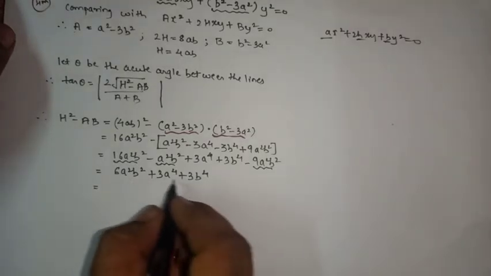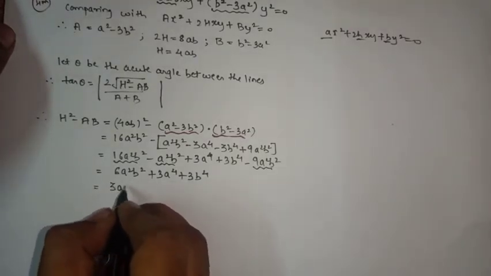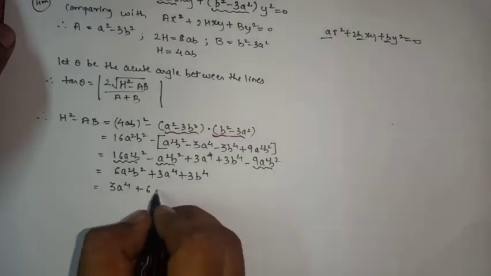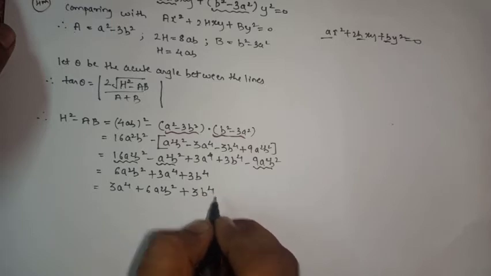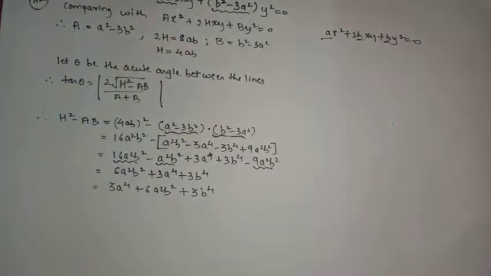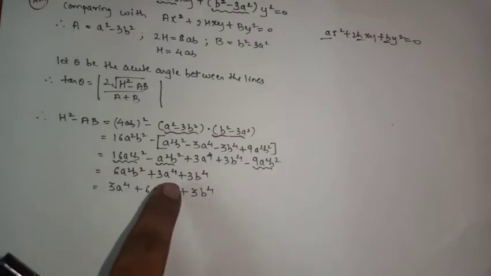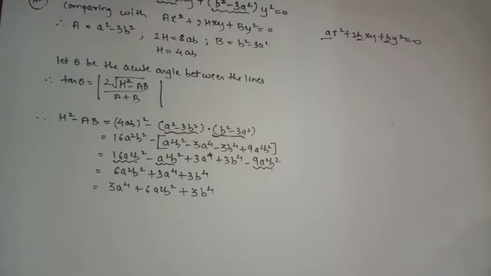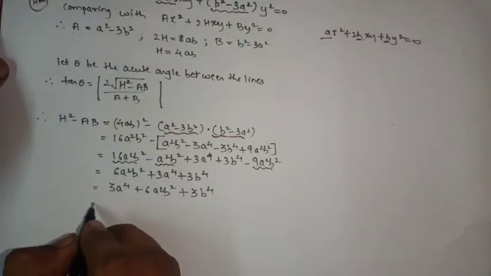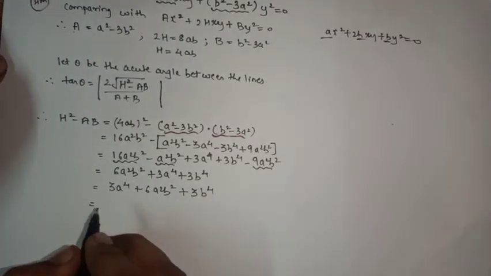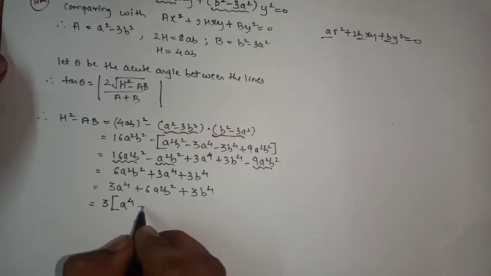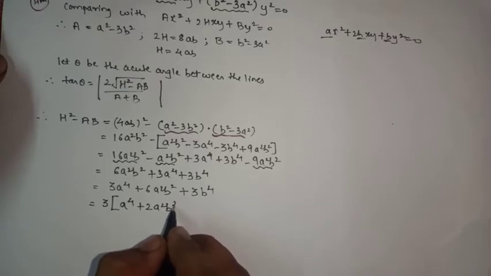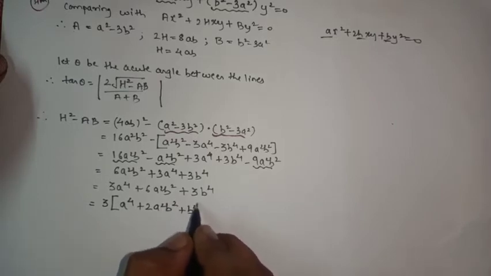So can I write this equation as: first we'll write a raised to 4, in between I will write a square b square, and then b raised to 4. So arrange the equation with respect to a, then ab and b. After this we can clearly see that 3 is common. So inside the bracket you will get a raised to 4 plus 2a square b square plus b raised to 4.